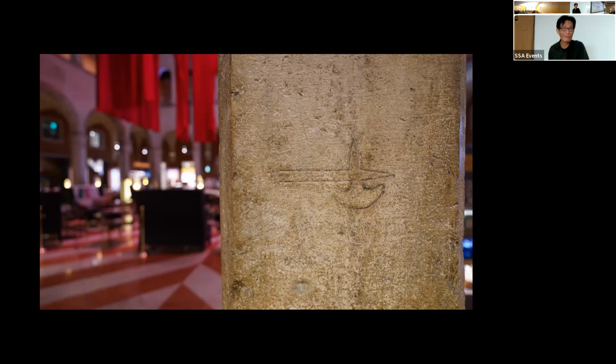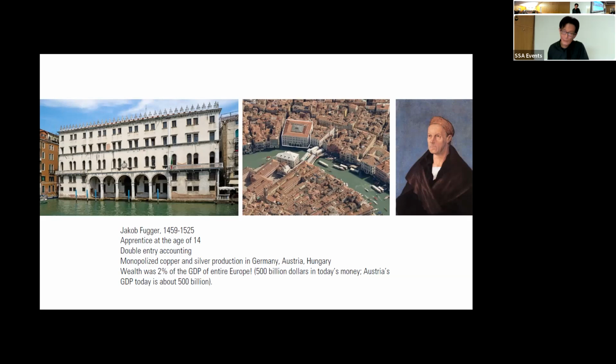The Germans got their money, if you look at the wealth of the Fugger family, from monopolizing copper and silver production in Central Europe. Jakob Fugger is known as Fugger the Rich. Once his wealth was 2% of the GDP of the entire Europe. You can imagine how much power he had.